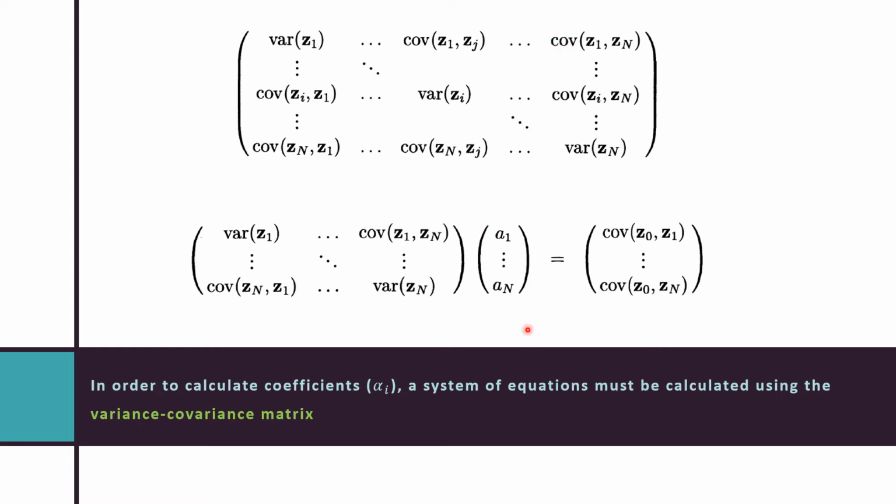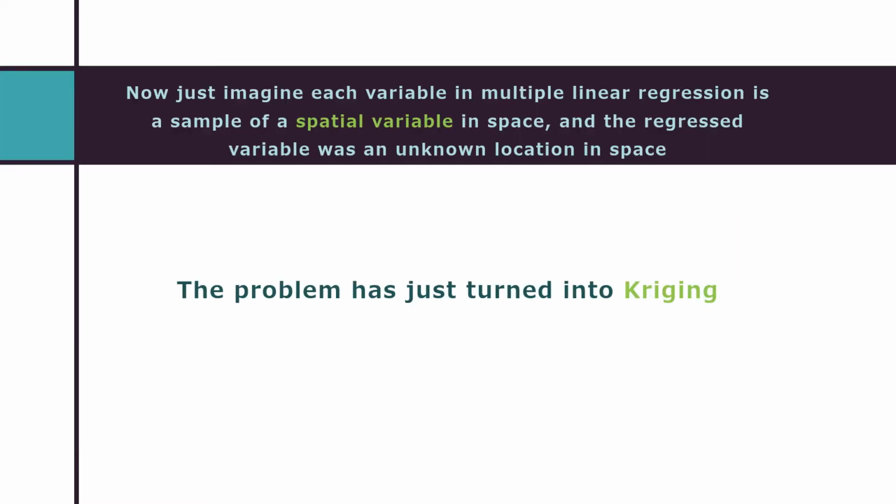We can find those coefficients in multiple linear regression using this equation. Of course, this is the variance-covariance matrix that we defined here, and this is the covariance between the n variables and the regressed variable, which is in this slide z0. Solving that equation gives us these coefficients, and that's it. That's multiple linear regression. But just imagine in multiple linear regression that those n variables that I talked about, instead of just any random variable, these were values of samples of one spatial variable at a spatial setting.